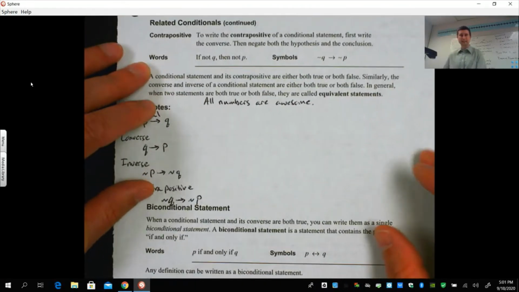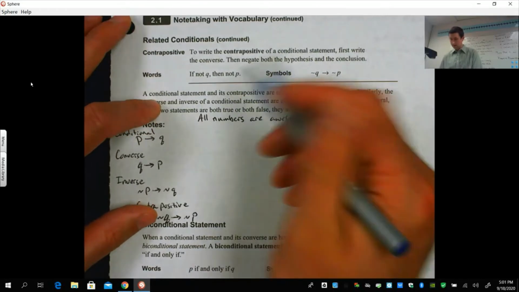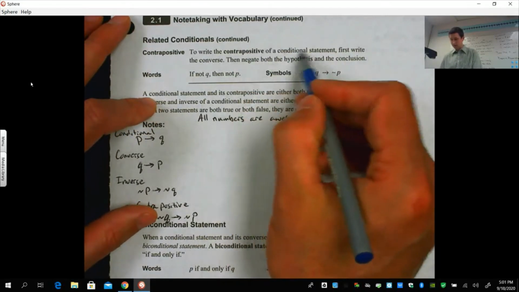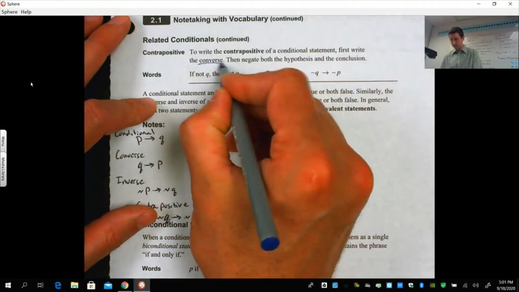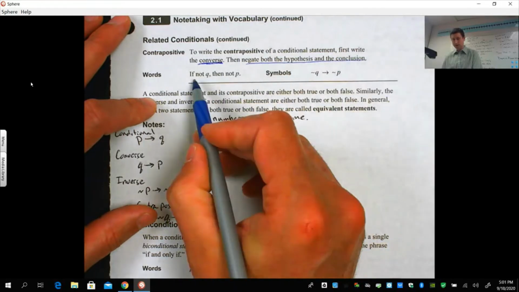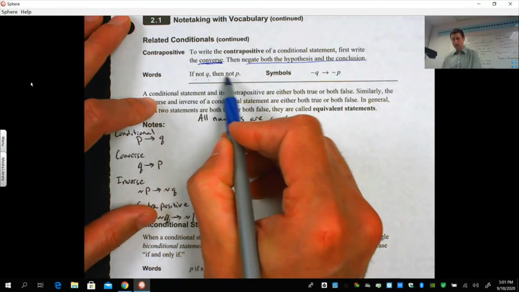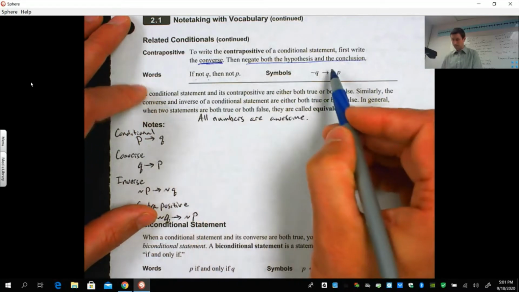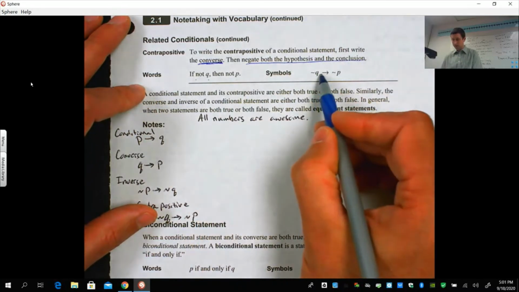And the final one is on the next page. It's called the contrapositive. Okay? The contrapositive of a conditional statement: first, write the converse, then negate both the hypothesis and conclusion. So if not Q, then not P. Okay? So not Q implies not P.